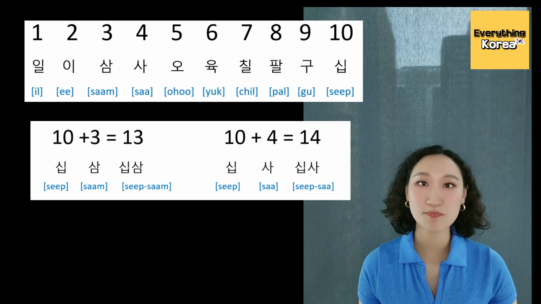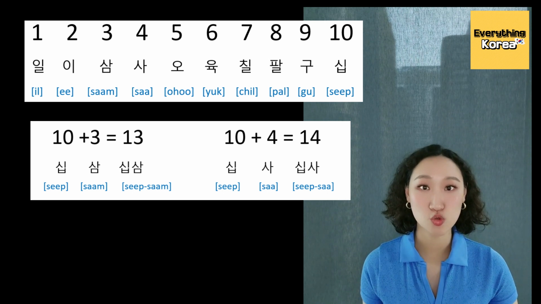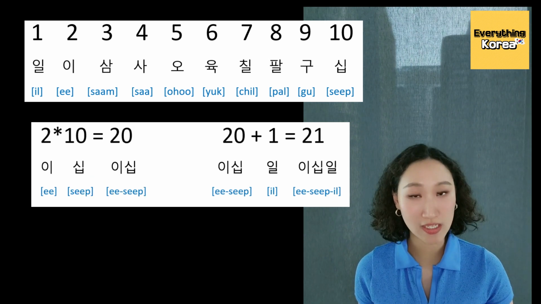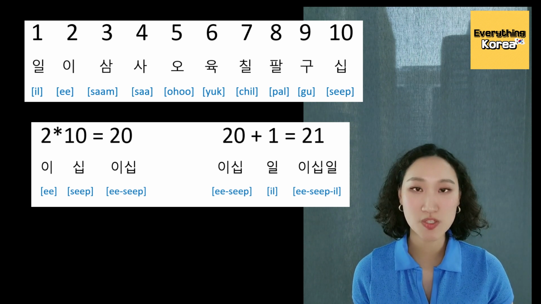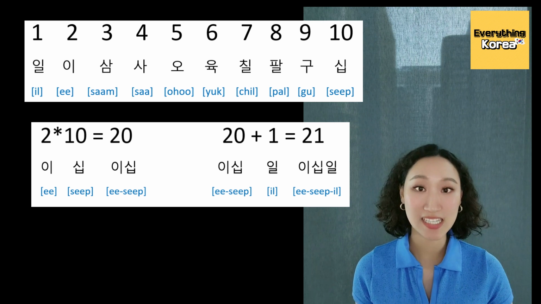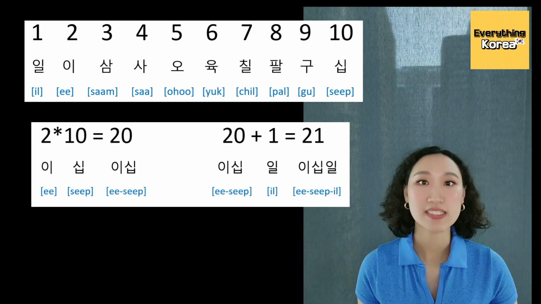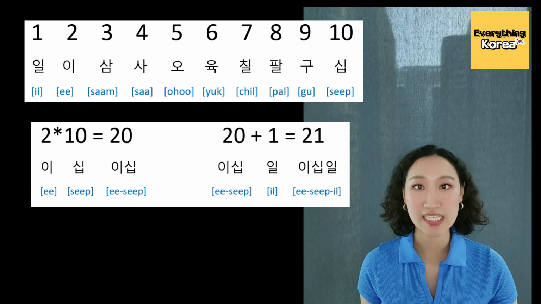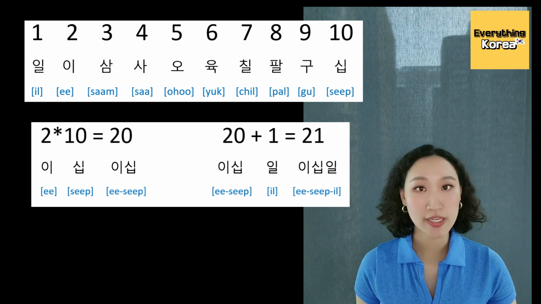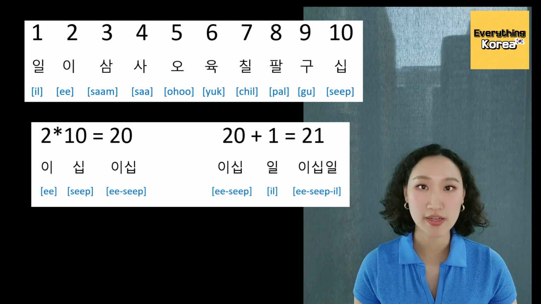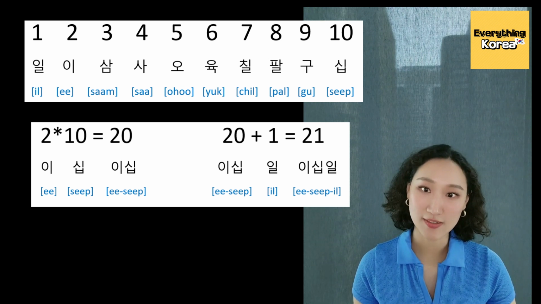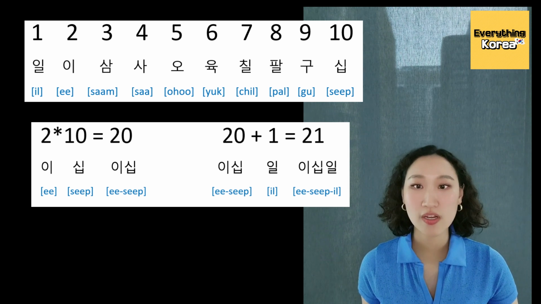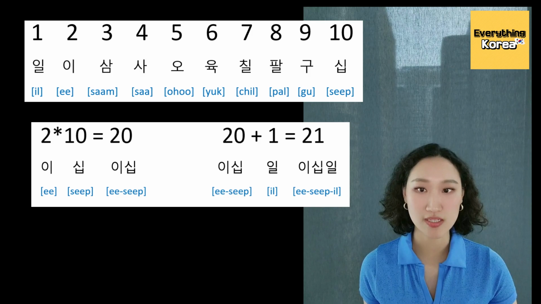And then for 20, 2 times 10 equals 20, right? So 2 is 2. Then 10 is 10. So it's 20. For 21, 20 plus 1 is 21. For 30, 40, 50, exactly the same process.